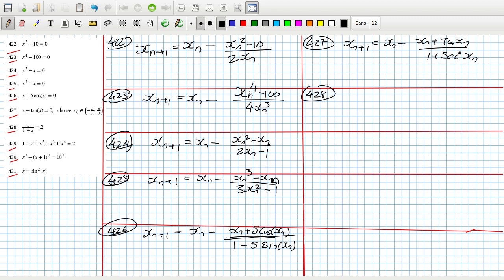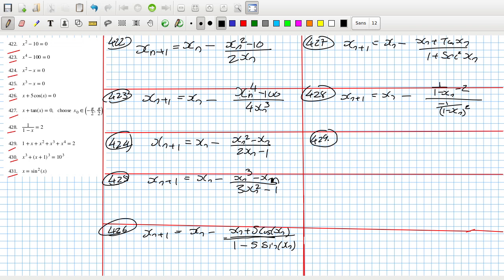428: Take the 2 over to the other side. So I can say x_{n+1} = x_n minus (1 over 1 minus x_n minus 2) over (minus 1 over (1 minus x_n) squared).